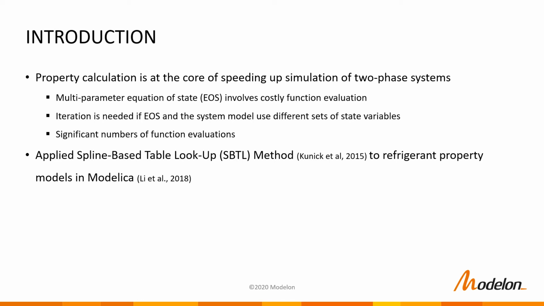Property calculation is at the core of speeding up dynamic simulation of two-phase systems. Typically, refrigerant property models are based on multi-parameter equation of state, which is very costly to evaluate. Internal iteration is needed if the equation of state and the system model use different sets of state variables. And we have to perform these function evaluation and iteration many times in a dynamic simulation.